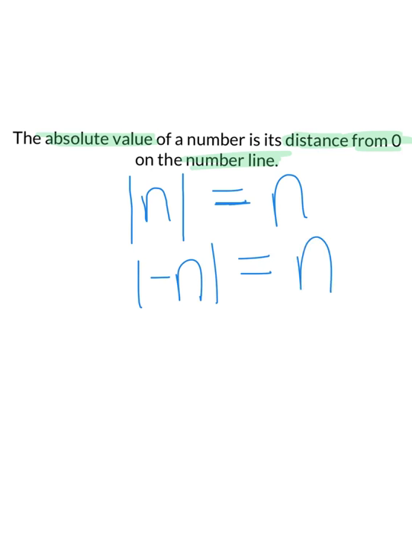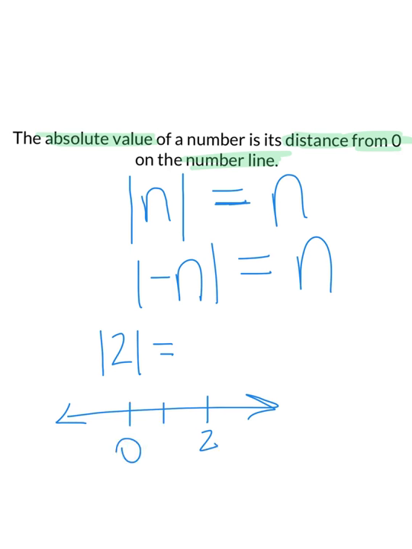Miss Molina, what are you talking about? Okay, let me explain a little bit more. Let's say you're given an example like the absolute value of 2. You would draw a number line, plot the number 2, and now you're going to try to figure out how far 2 is away from 0. Let's count. 1, 2. So how many units is 2 away from 0? 2.